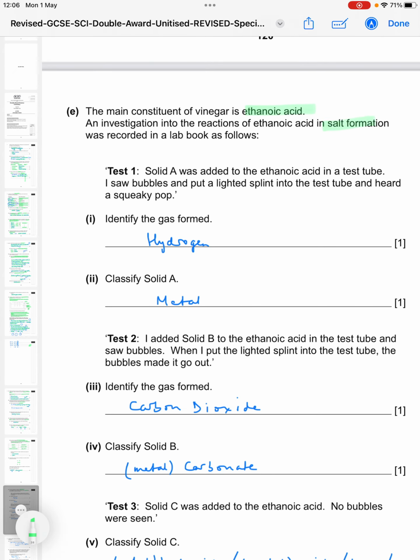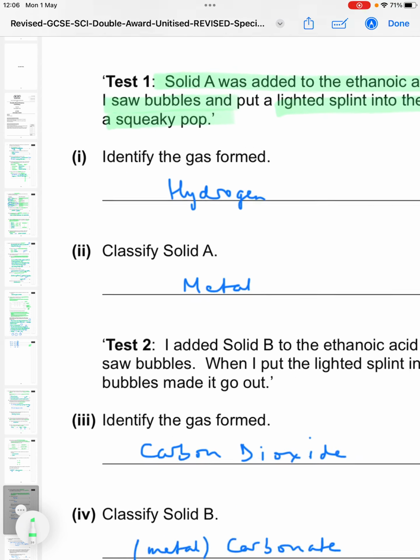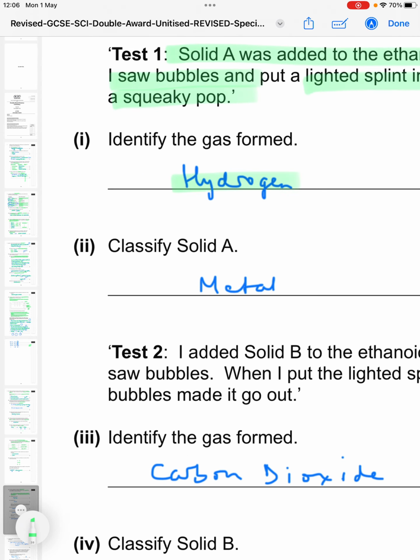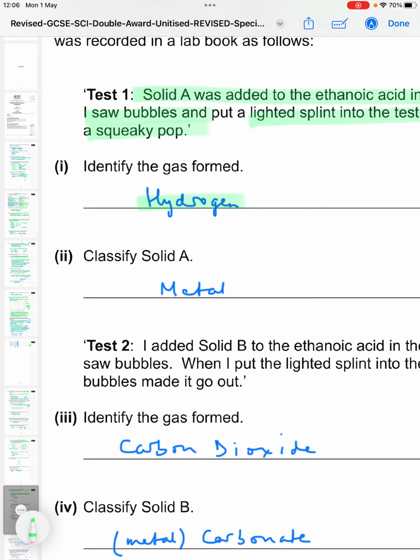The main constituent of vinegar is ethanoic acid. An investigation into the reactions of ethanoic acid in salt formation was recorded in a lab book as follows. So solid A was added to the ethanoic acid in a test tube. I saw bubbles and put a lighted splint into the test tube and heard a squeaky pop.